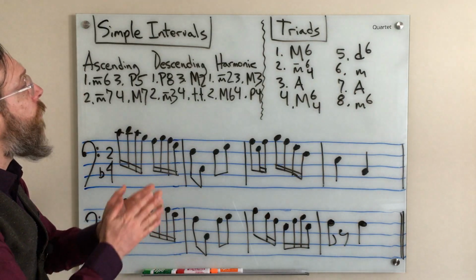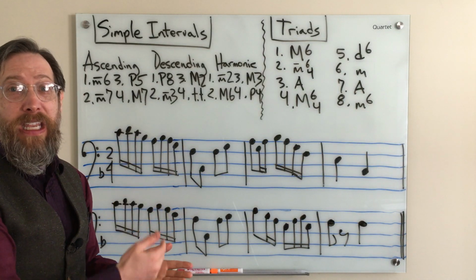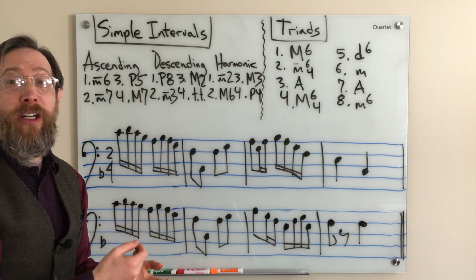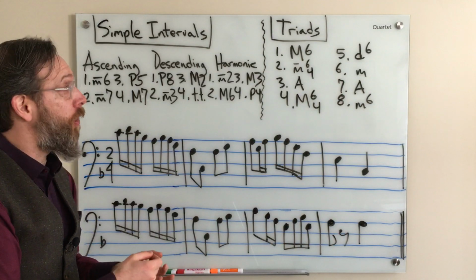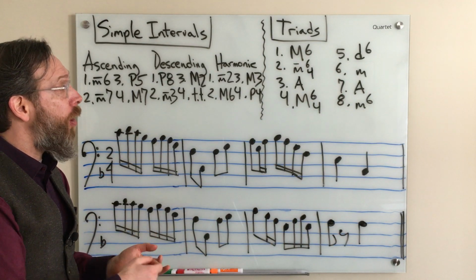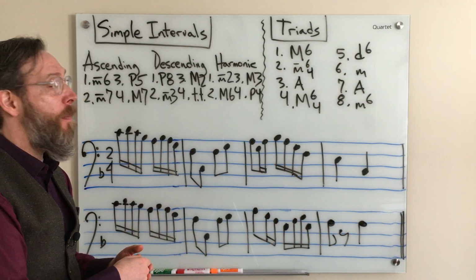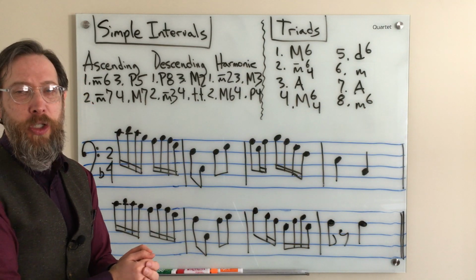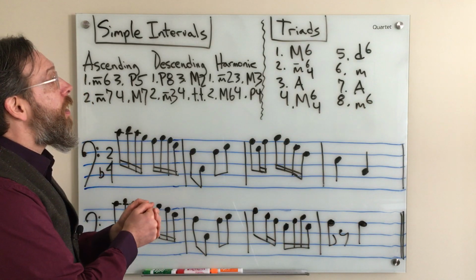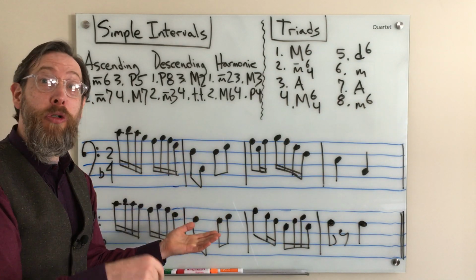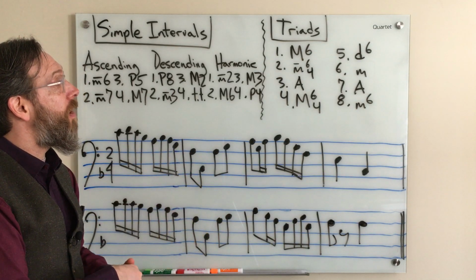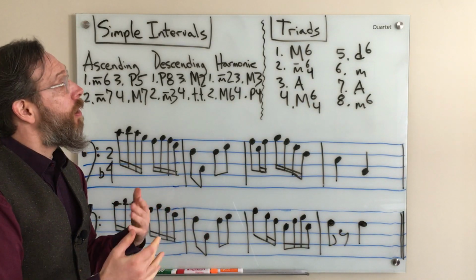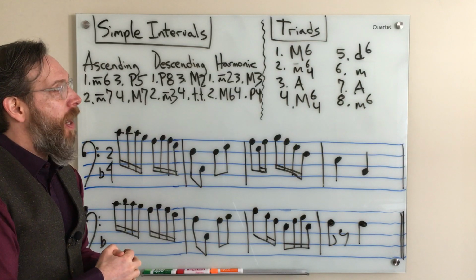For the triads, number 1 was a major triad in first inversion, number 2 was a minor triad in second inversion, number 3 was an augmented triad, number 4 was a major triad in second inversion, number 5 a diminished triad in first inversion, number 6 a minor triad in root position, number 7 an augmented triad in root position, and 8 a minor triad in first inversion.